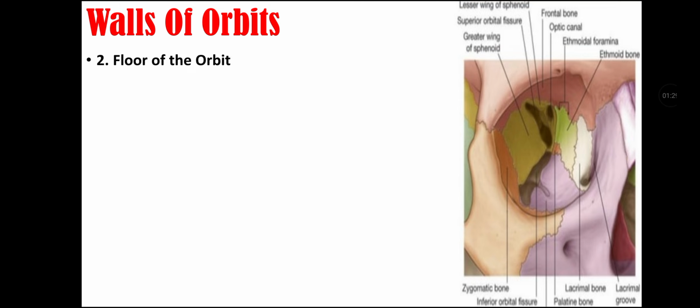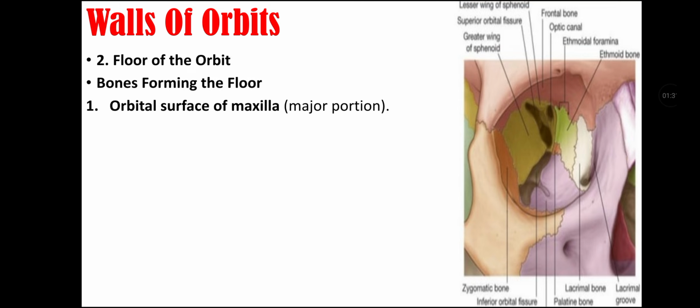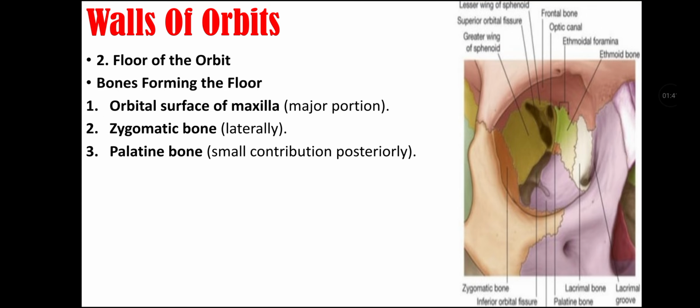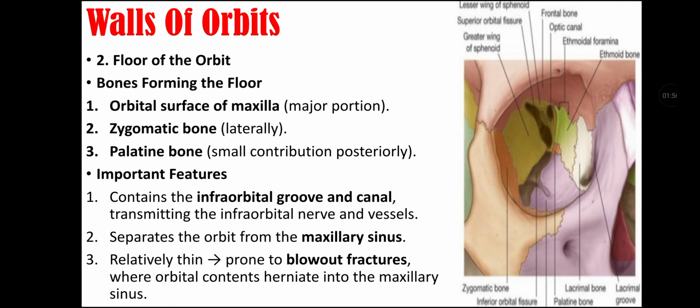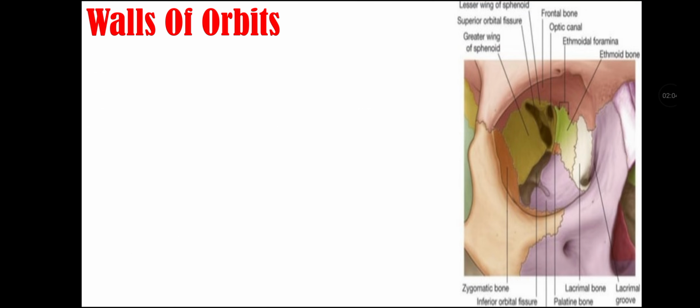Second wall of orbit is floor of the orbit. It is formed by orbital surface of maxilla that forms the major portion of the floor of the orbit, zygomatic bone that is present laterally, and palatine bone that gives small contribution posteriorly. Important features in the floor of orbit include the infraorbital groove and canal for transmitting the infraorbital nerve and vessel. It separates the orbit from the maxillary sinus. It is relatively thin and prone to blowout fracture where orbital contents herniate into the maxillary sinus.